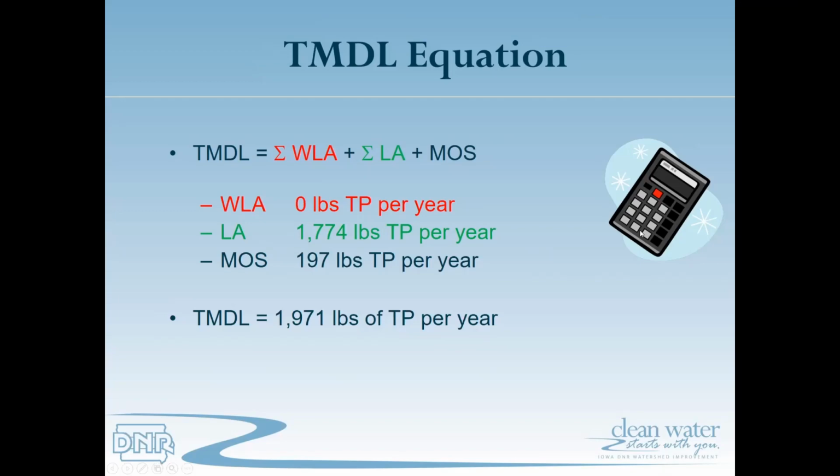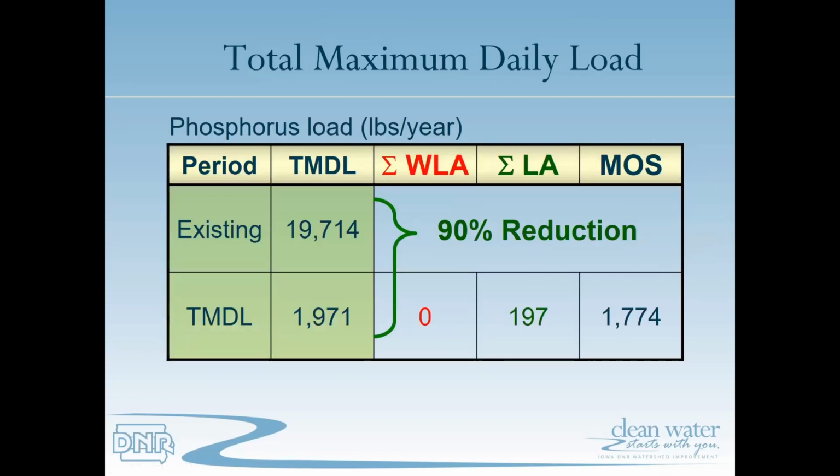If we compare that to historical assessments of the existing water quality, we see that there's quite a difference. The existing phosphorus load is almost 20,000 pounds, 19,714. And we see that we need a 90% reduction to meet our TMDL. That may seem like a lot, but we have to remember that these issues are intergenerational and they may take years to see improvements. So we shouldn't get discouraged by that number up front.